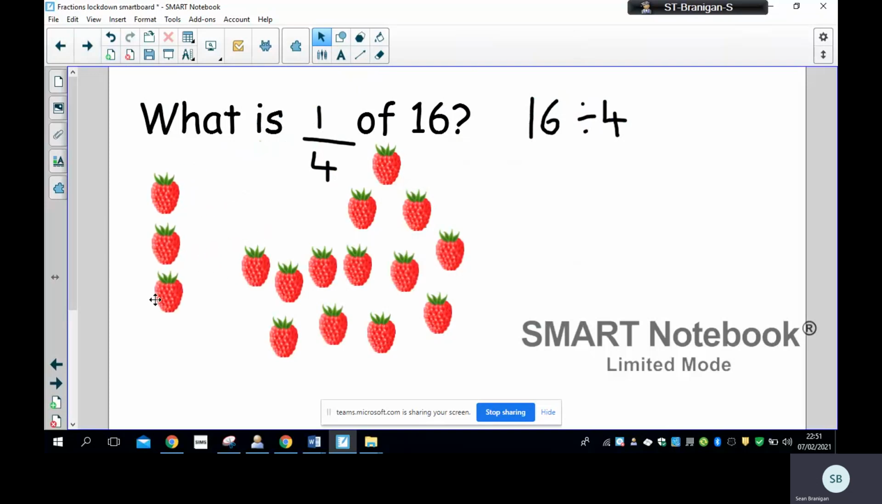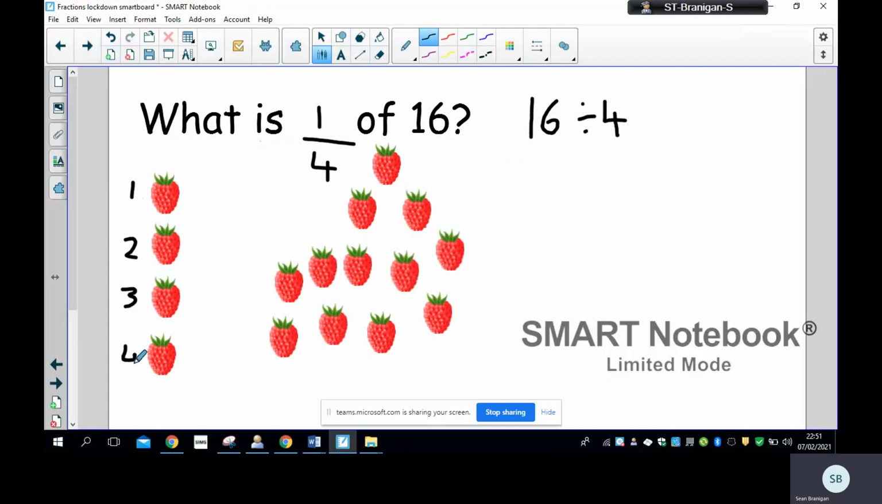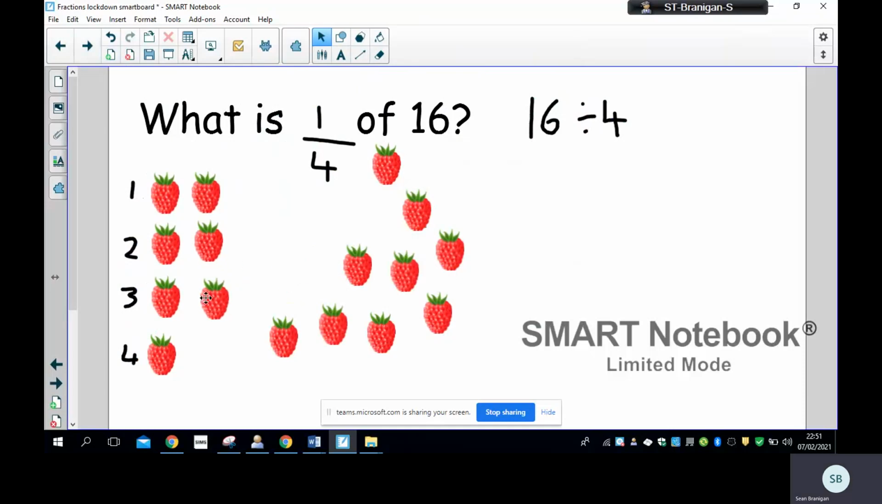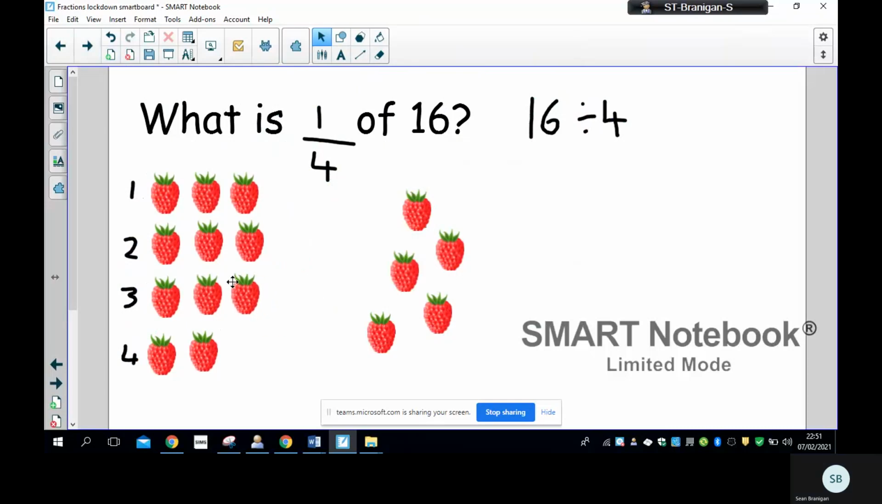1, 2, 3, 4. There's the 4 groups. There's group 1, there's group 2, there's group 3, and there's group 4. Just share them out. There's 3 in each group. And there's 4 in each group.